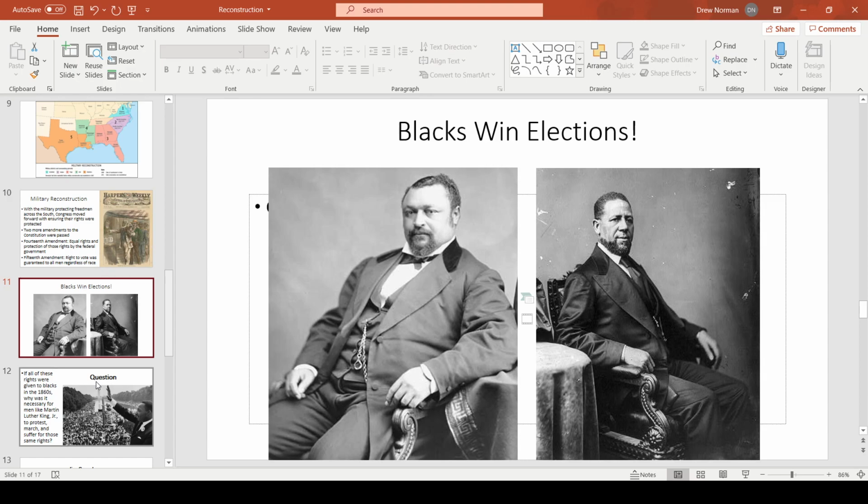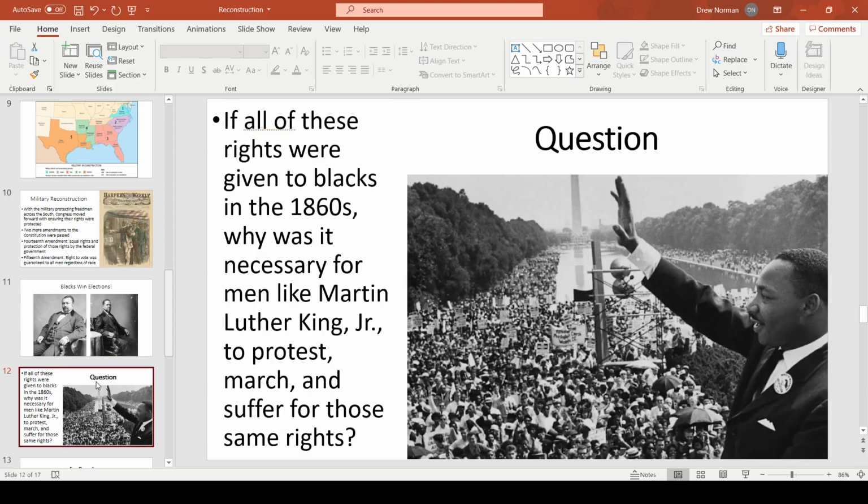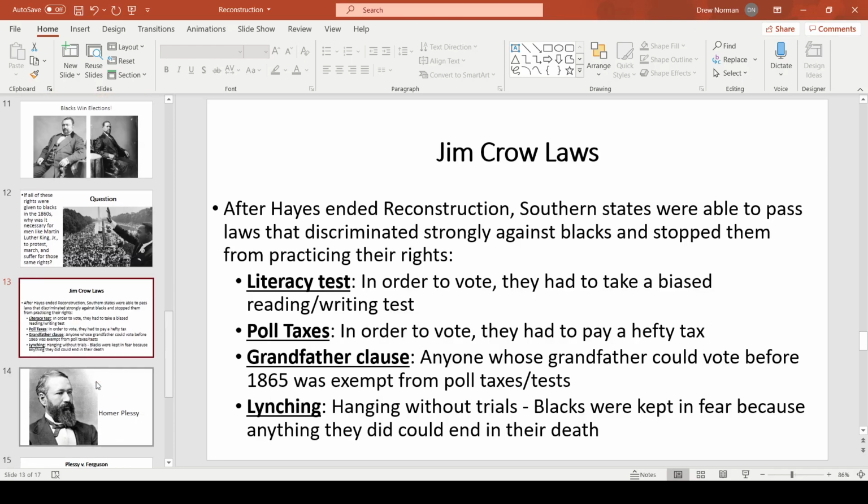They are elected. So what happens in the next 40, 50, 60 years? How did African Americans go from having congressmen to needing Martin Luther King Jr. nearly a century later in the 1960s? Why would he need to march and protest and give his speeches and fight so hard for African Americans' rights if all these rights were granted to them during the Reconstruction period? Well, that comes down to the end of Reconstruction.